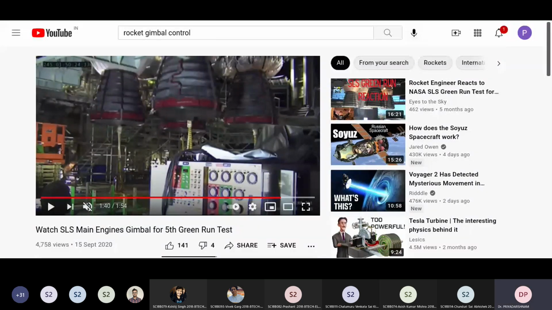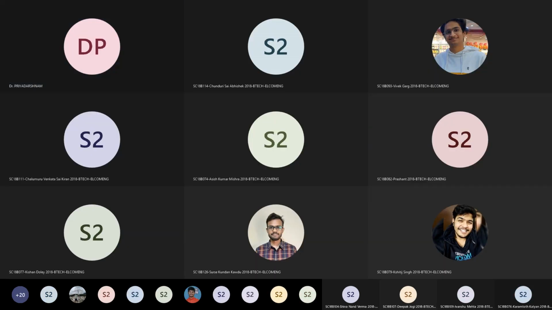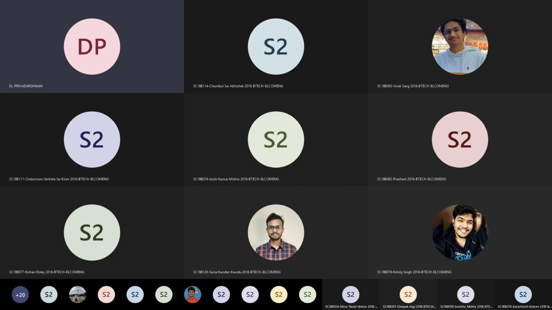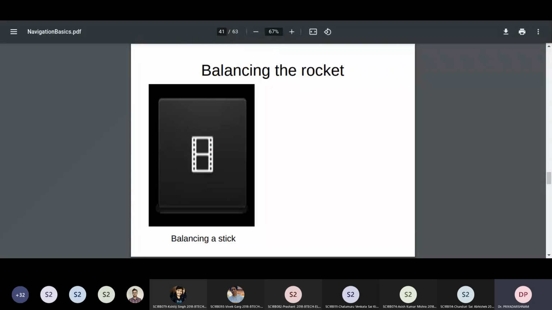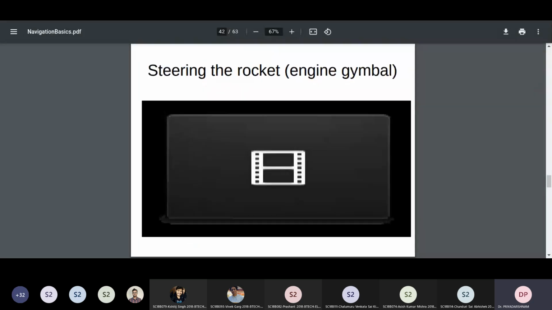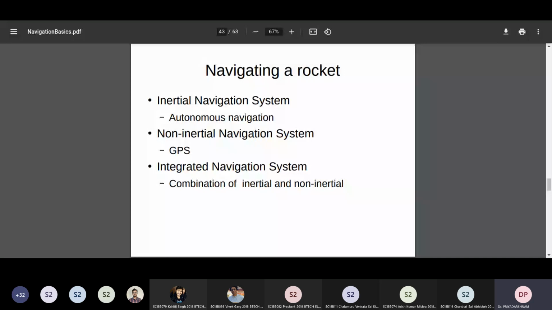Now let me stop this one and go back to the Chrome tab we were discussing. Okay, so this is balancing the rocket via steering the rocket engine gimbal. I have also uploaded some other videos, maybe not the same ones I showed, so you can use those as reference.